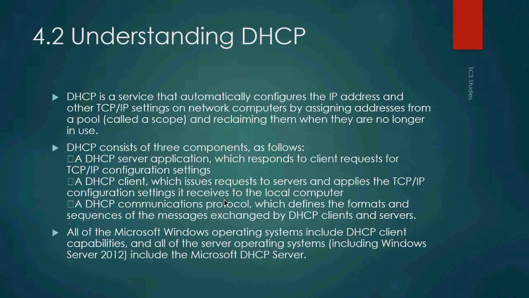The third one is the DHCP communication protocol, which defines the format and sequence of the messages exchanged by the DHCP client and server. So the third one is a communication protocol which is dedicated and can be used only by DHCP, and defines a separate format and sequence of messages to exchange information between the DHCP client and server.